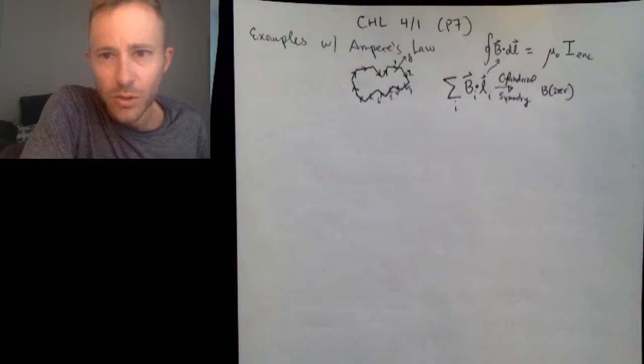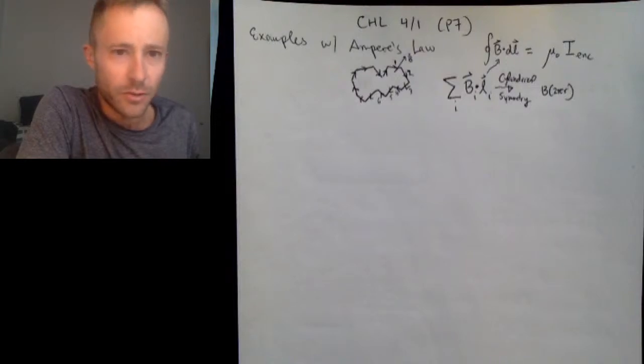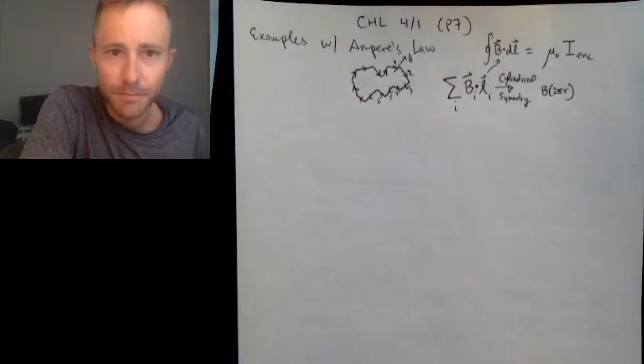So 2 out of the 3 examples that we do today are going to have cylindrical symmetry, and the third will not. So I'll show you how to do an example where there isn't.